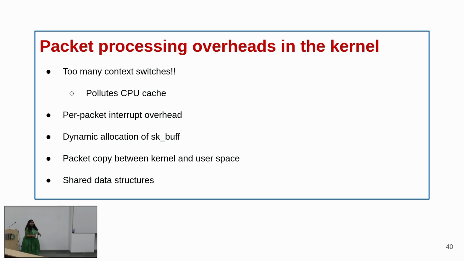The other problem is dynamic allocation and deallocation of your skb structure. That is also going to add overheads. And another overhead is copying the same packet from the kernel space memory into the user space memory. And the last one, but not least, very important: there are some shared data structures between multiple processes running in the kernel. So we are talking about the packet moves from one module to the other module, but there are many modules which are using these common data structures.